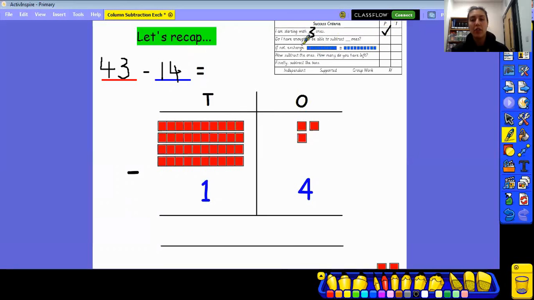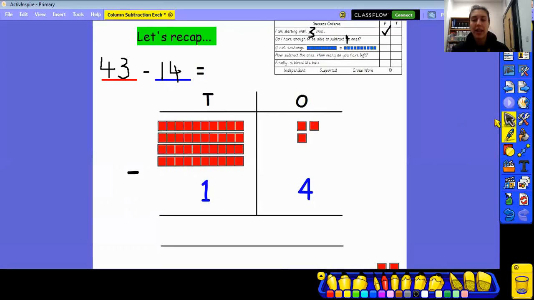Do I have enough to be able to subtract 4 1s here? No, I don't, because 3 is smaller than 4. So I don't have enough to take away 4 1s. So that means I need to get myself some 1s from somewhere. Where can those 1s come from?